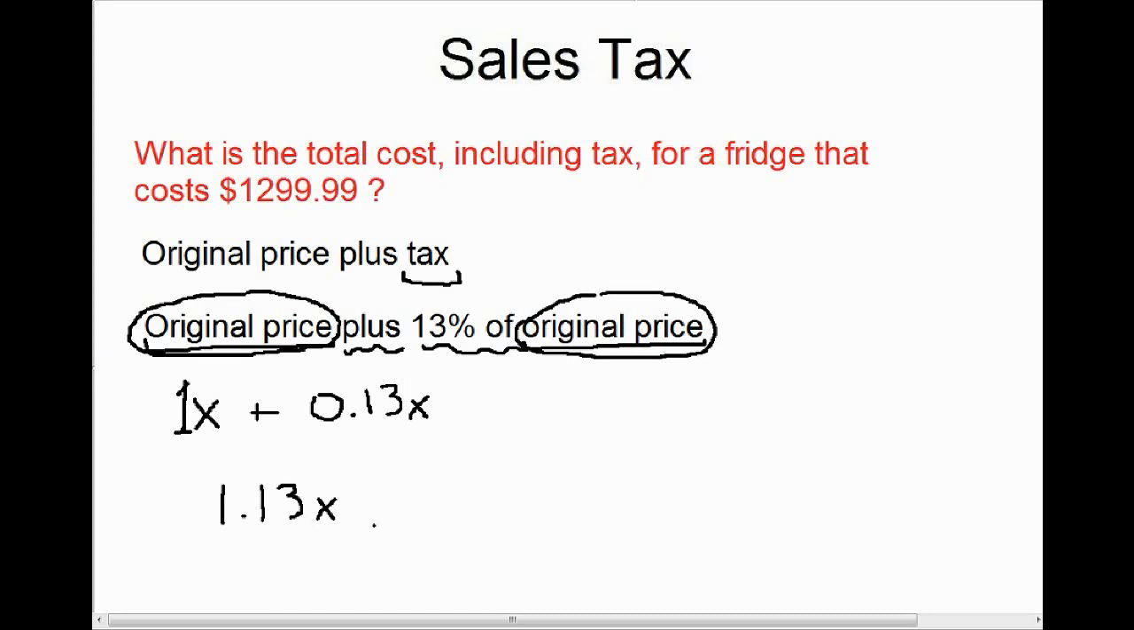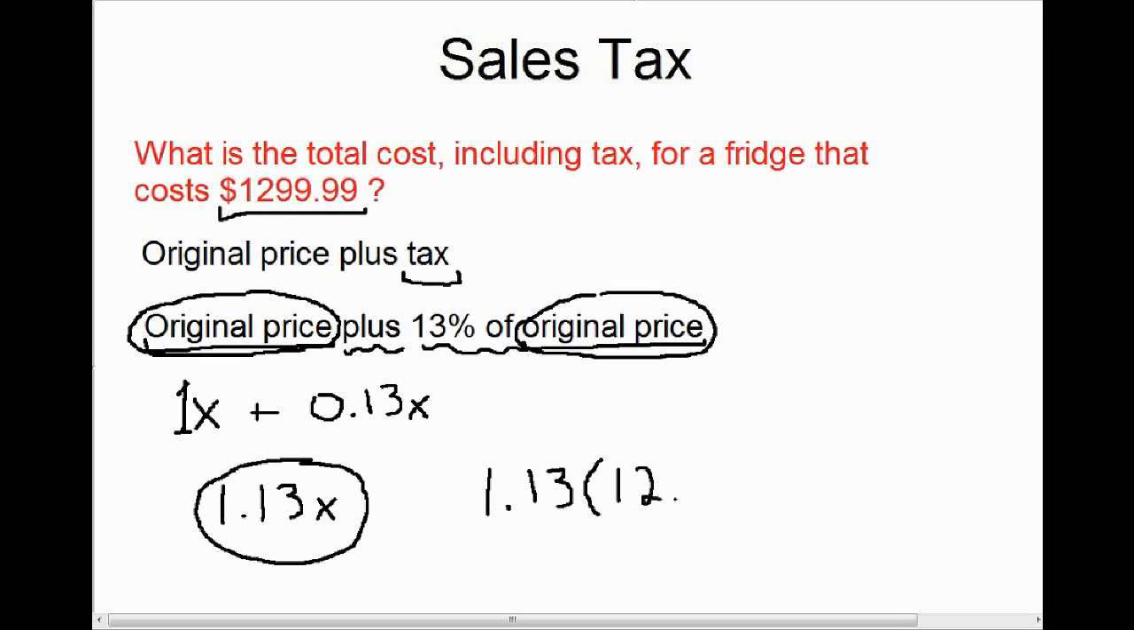To calculate the total cost, if I don't need to know just what the tax is, I just want to get right to the total cost, we can take the original price and multiply it by 1.13. So in this case, our original price is $1,299.99. So that's my value for X here. So to calculate the total cost, we multiply 1.13 times $1,299.99.